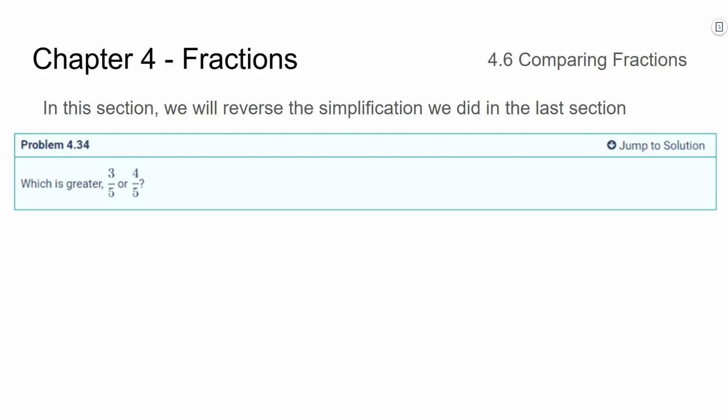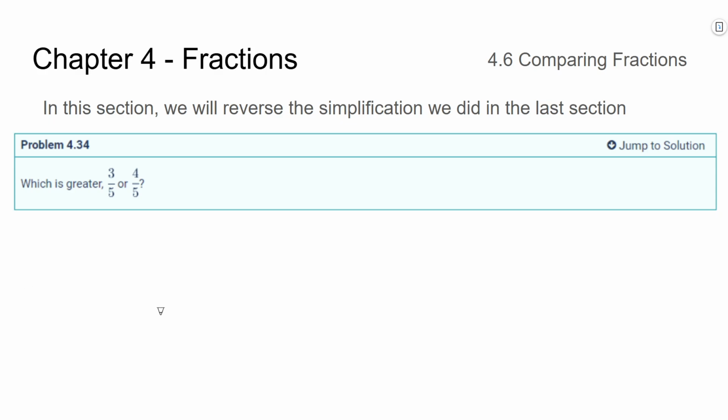All right, welcome back. So we're on to comparing fractions. This is another short section, so we'll just jump right into it. Last section we did some simplifying of fractions, and this section we're going to do a little bit of reversing that, unsimplifying some fractions, and we'll see why. But let's go ahead and start with an easy problem.